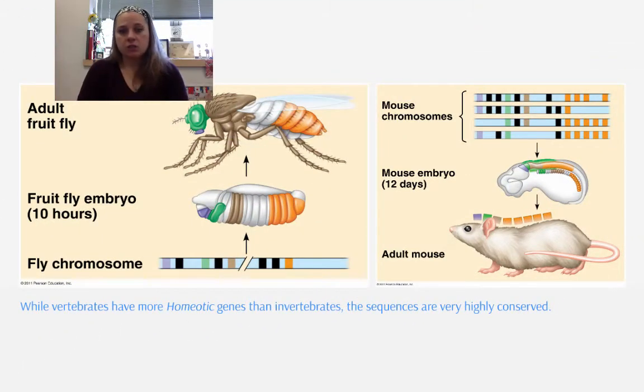So here are the homeotic genes that we can look at in an adult fruit fly. When you look at the fly chromosome, you can see that there are particular areas located on the chromosome that distinguish particular areas in the development of location of parts. The adult fruit fly, you can see where those are located, how they look in the embryo only 10 hours later, and they match right up.